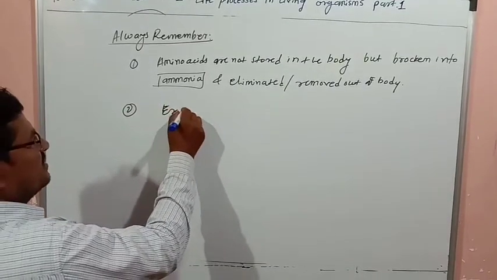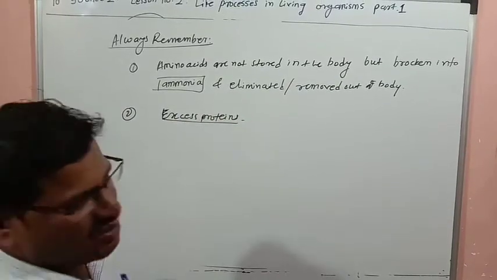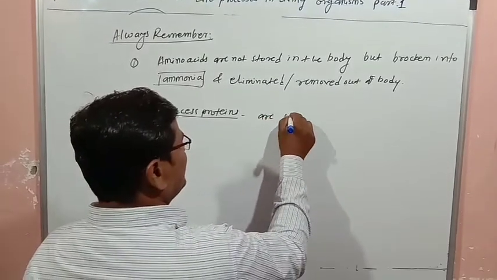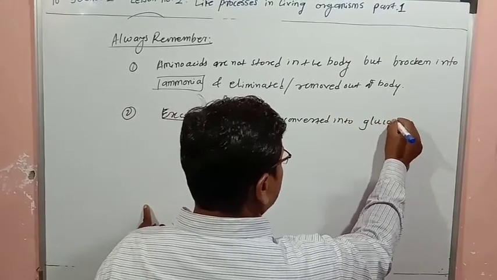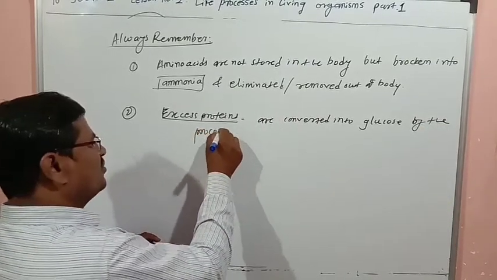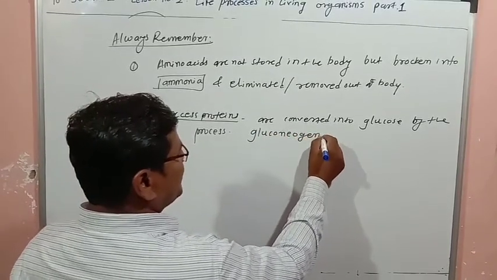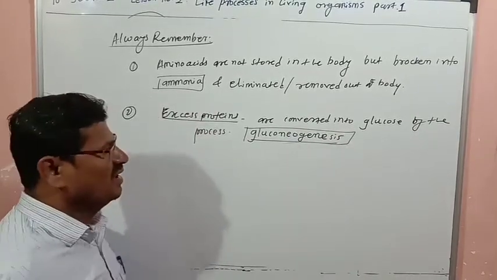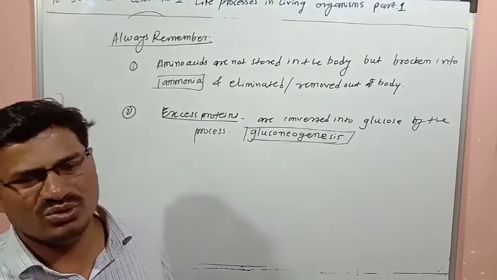And excess proteins are converted into useful substance, converted into glucose, and the name of that process is gluconeogenesis. Conversion of proteins into glucose, that process is called gluconeogenesis.